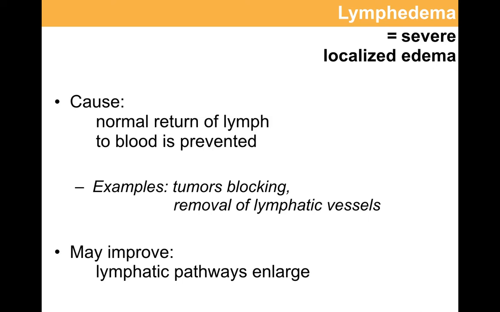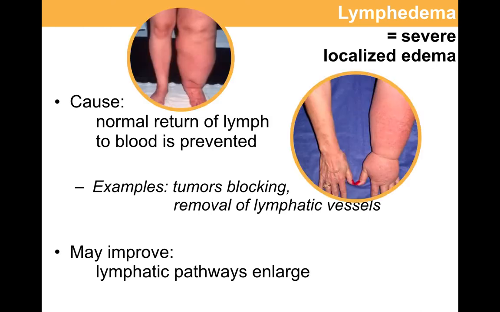Let's have a look of some examples of it. So if you look at these examples, you will see that there is significant amount of swelling only on one side. And this swelling is due to the lymphatic drainage being compromised on this area. So lymph builds up.